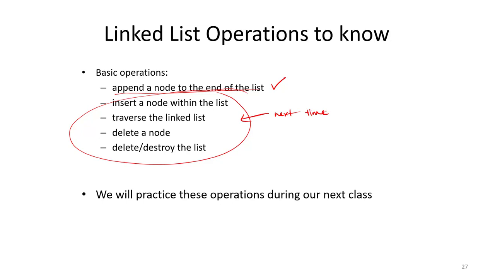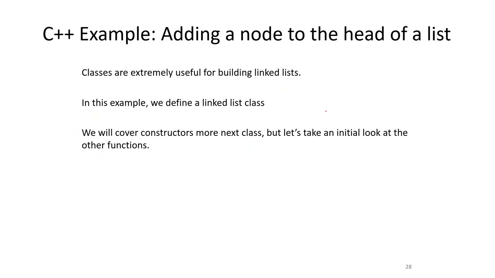So real quick, before we end, let's cover one last example. So in this example, what we're going to do is declare and create a linked list class. And this is just an example of how we can use what we've learned about nodes and classes to create some nice data structures.